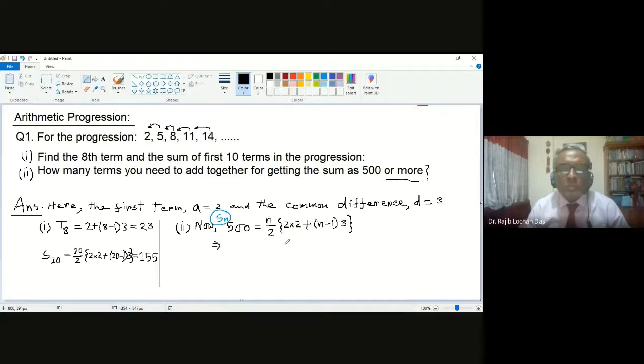So you do the calculation now. 2 into 500 means 1000. And on the right side it is n, within the bracket you have 3n minus 3 and 4. So what will be the thing? 3n minus 3 plus 4, so it is plus 1. Altogether 3n plus 1. Is that okay or not? Yes, sir. So how can you solve this now? How can you find the n value now?